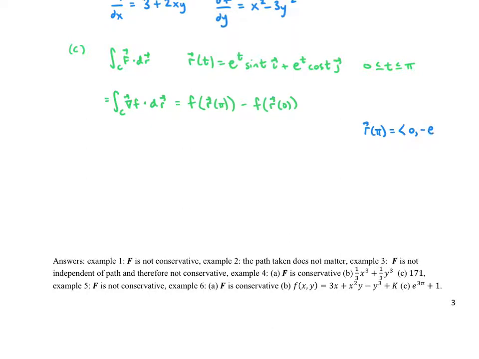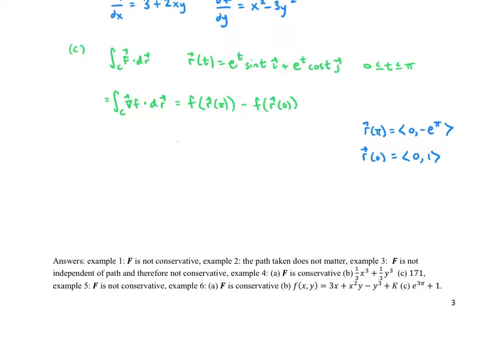So we get negative e to the pi. And for r of 0, we get e to the 0 times sine of 0, which is going to be 0, and then what we get is e to the 0 times cosine of 0. Those are both 1. So there we have it. We have both r of pi and then r of 0.